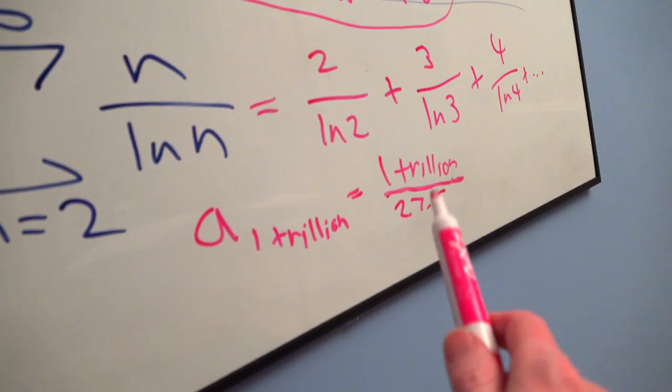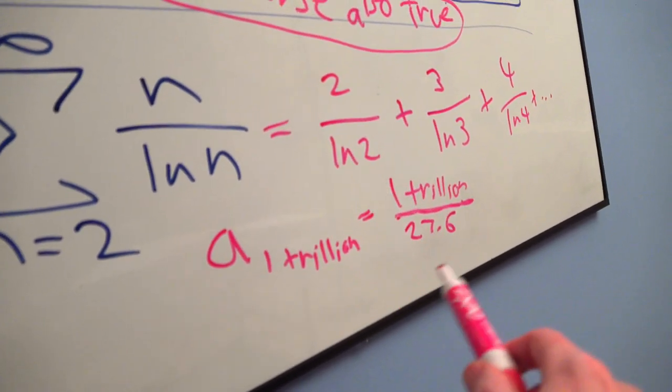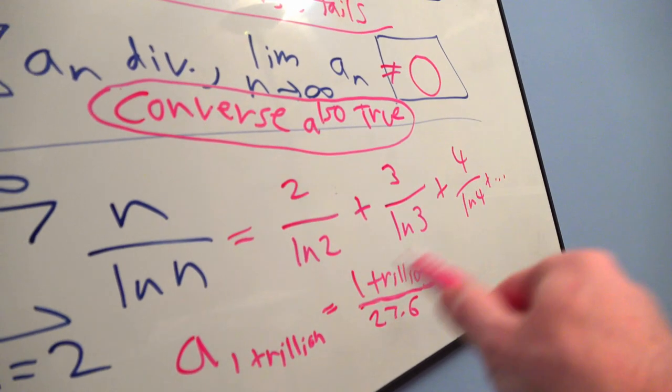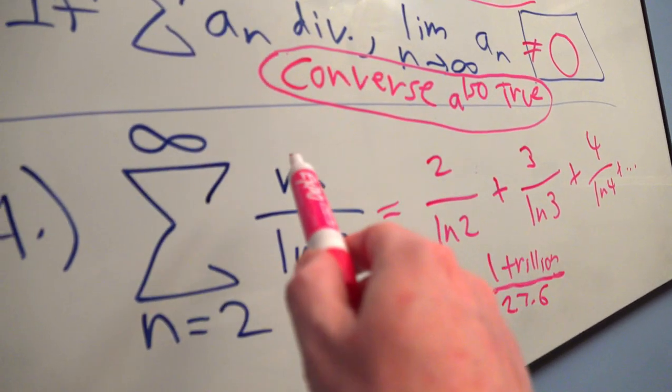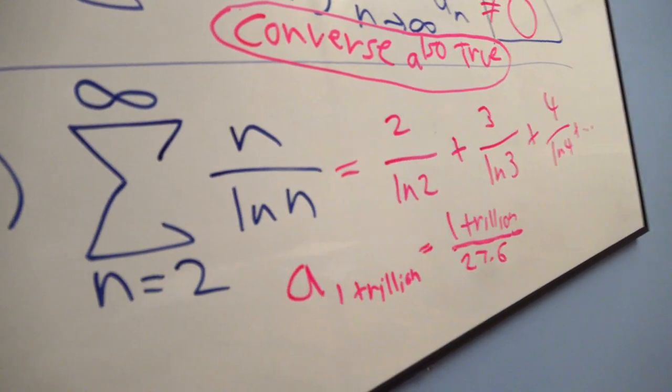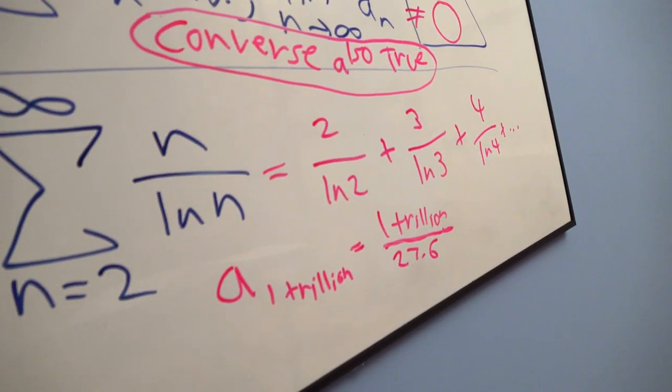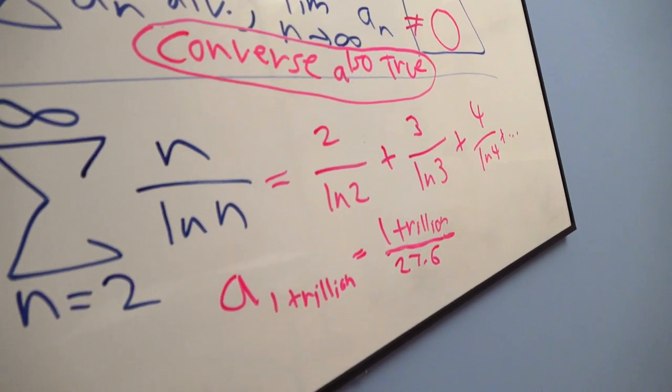By the time you get out there to the 1 trillionth term, the terms that you're adding onto these are massive. That's a giant number. And wouldn't we all agree that n is growing faster than the natural log of n? So these fractions are getting larger, okay? So that's a good thing to think about.